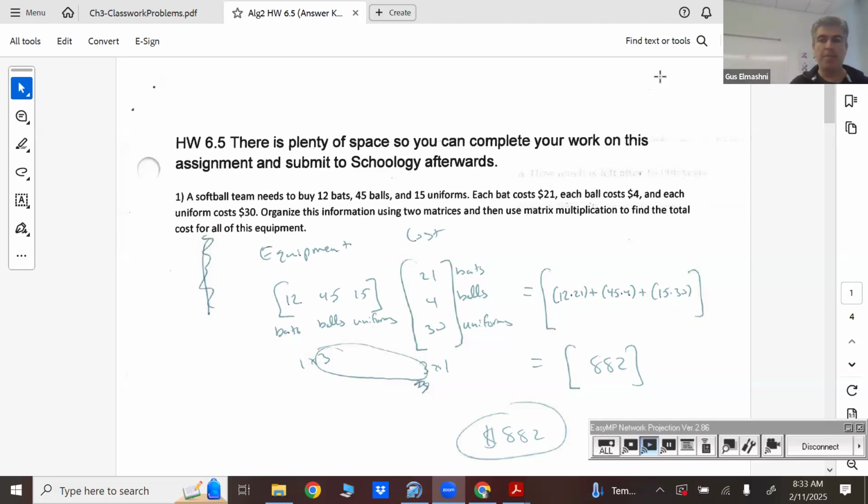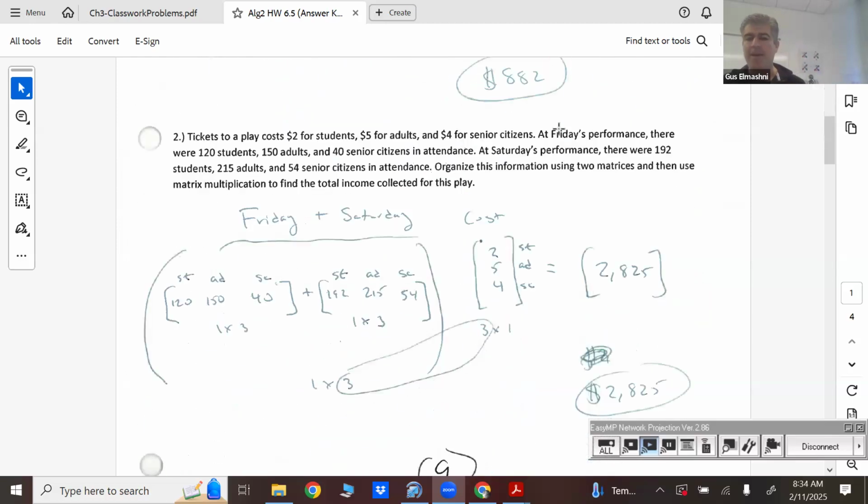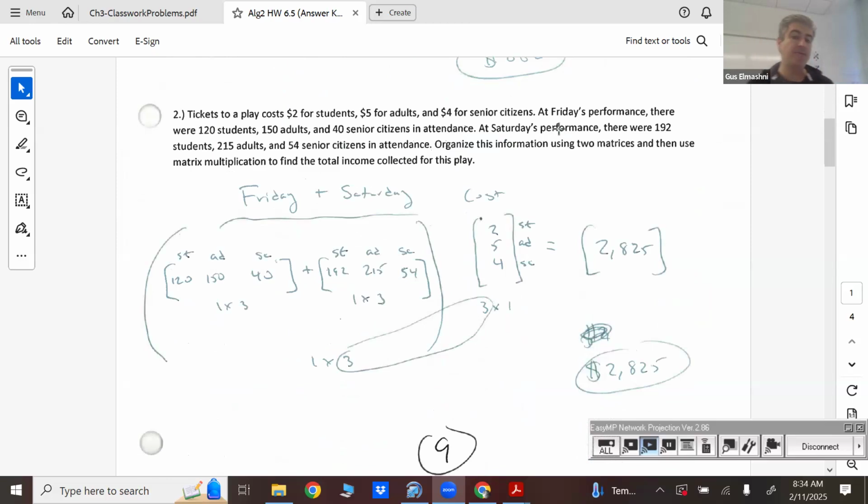Sure. Not a problem at all. So that's number one. And number two is the same kind of thing, but you have 2 different days, Friday and Saturday, so you make 2 matrices, one for each day. And you have 3 columns: students, adults, and senior citizens. Or you can have rows of 3 by 1, 3 rows in one column. That would have been fine as well.